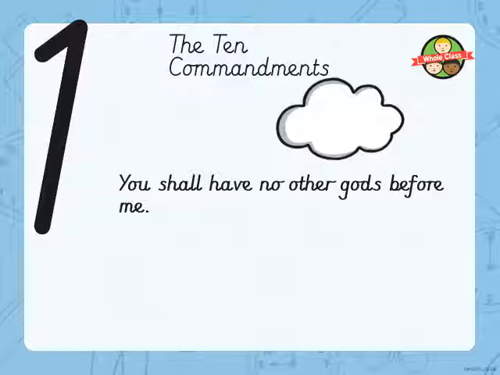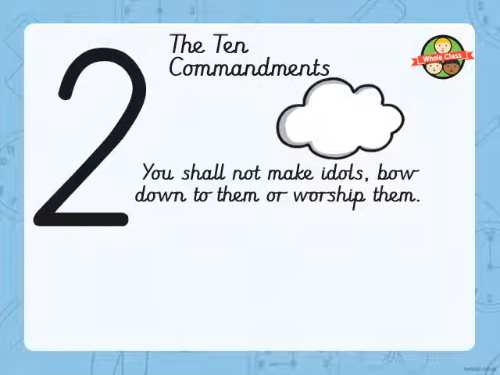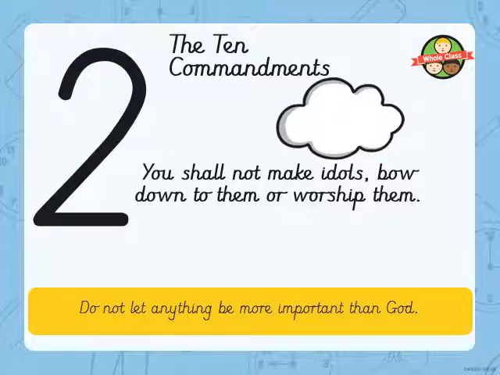The first one, you shall have no other gods before me. So that means you must put God first. So God should be the first one. Number 2, you shall make no idols, bow down to them or worship them. So that basically means do not let anything be more important than God. So God is the most important thing to Christians and to Jews.